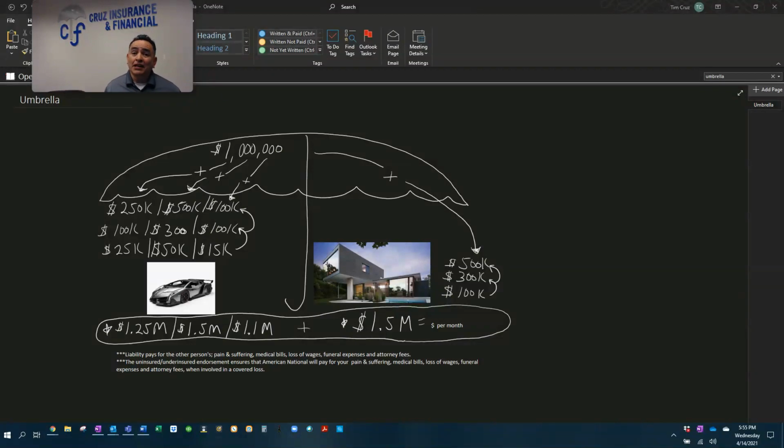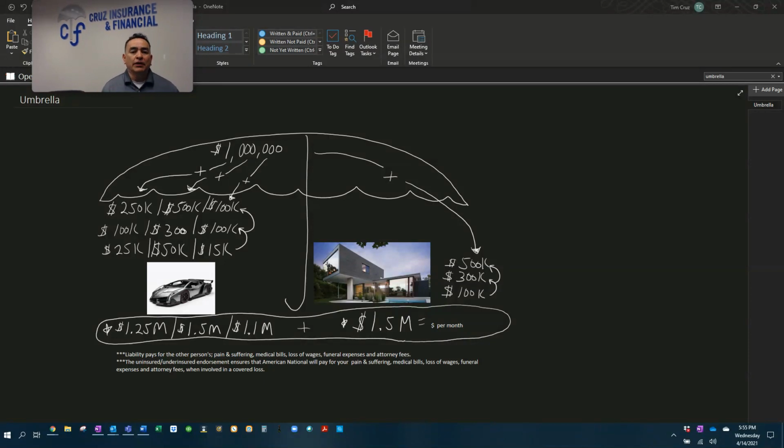Today's topic is liability insurance. There are many different ways that liability insurance can cover you on your insurance policies. However, today we're just going to talk about the two ways that liability insurance pertains to auto insurance and home insurance. Before we begin, I just want to let you know that liability insurance covers five things, and it's always the other person's pain and suffering, medical bills, loss of wages, funeral expenses, and attorney's fees. That's what liability covers. So it's always the other person, right?